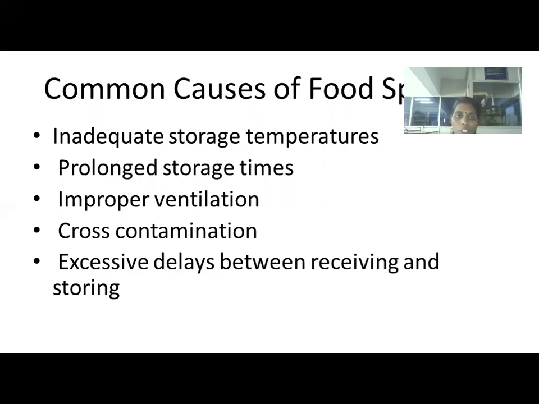First, inadequate storage temperature: the temperature should be maintained properly. Then the storage time also we need to consider. Then we have to give proper ventilation, but sometimes we give improper ventilation, and that is how food items get spoiled. Then there is cross contamination and excessive delays between receiving and storing the food items. Because of these reasons, the food items become spoiled.